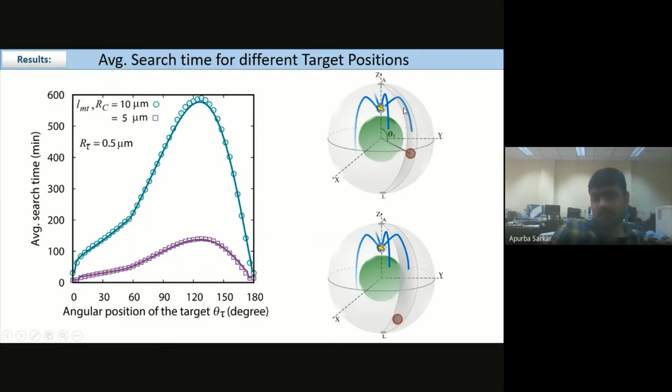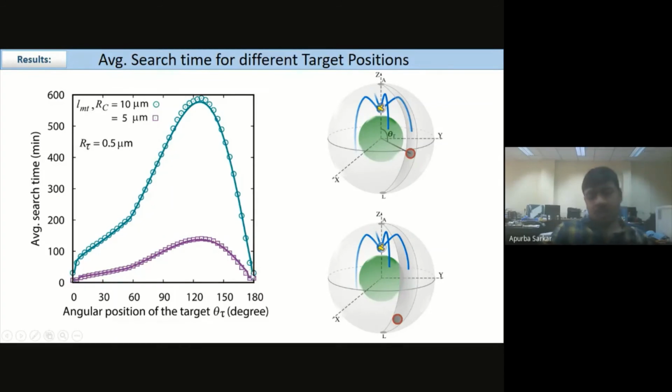Now for the small spherical lobe, it is always difficult for the microtubule to nucleate in a direction so that it can fall within this loop. So the capture probability becomes very low, which would eventually increase the search time.